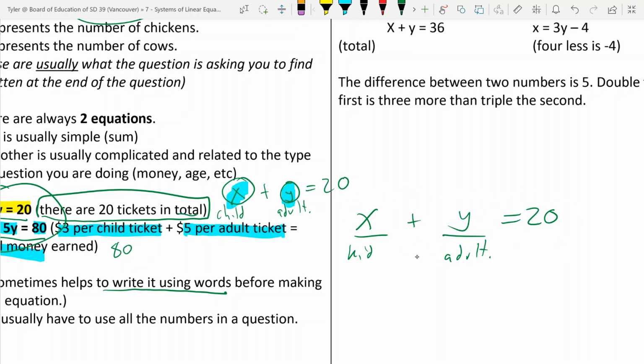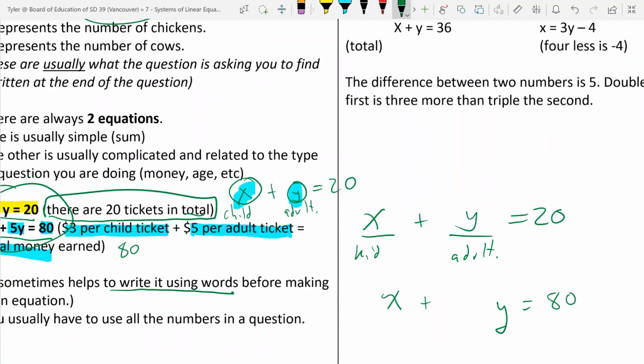I'm done. For the second one, I was like, okay, I know that the total money I made was 80, which again, total means I'm going to be adding two things. I know I have to add the kid tickets and the adult tickets. And I know that if I just added them together, it would give me the total number of tickets. It wouldn't give me the total money. So there has to be something about money here.